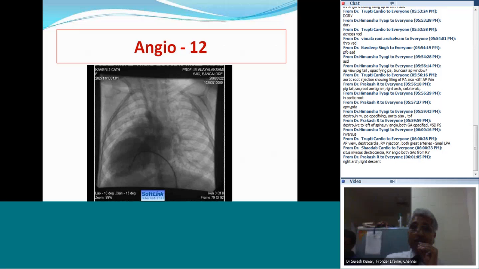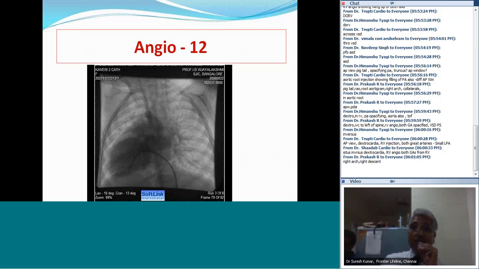Very good. So all of you have got it. It's a question as to whether you should call it an azygos or a hemiazygos. If you are finding the continuation to be on the left side, Prakash, call it hemiazygos. If it's on the right side, call it azygos.